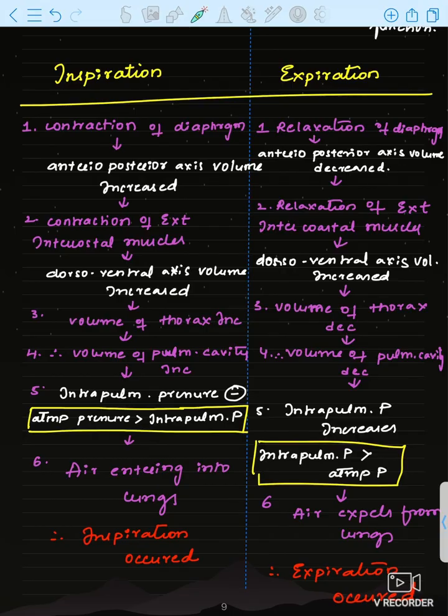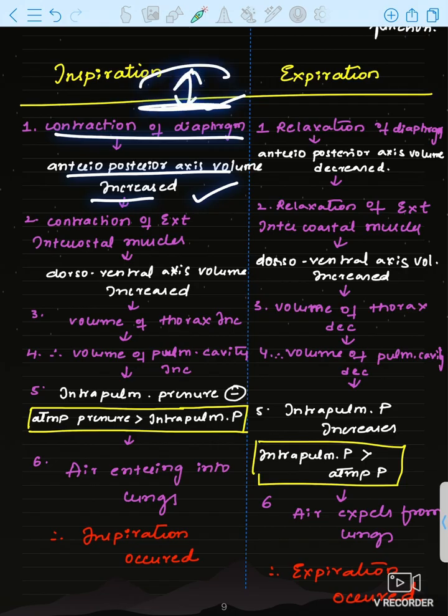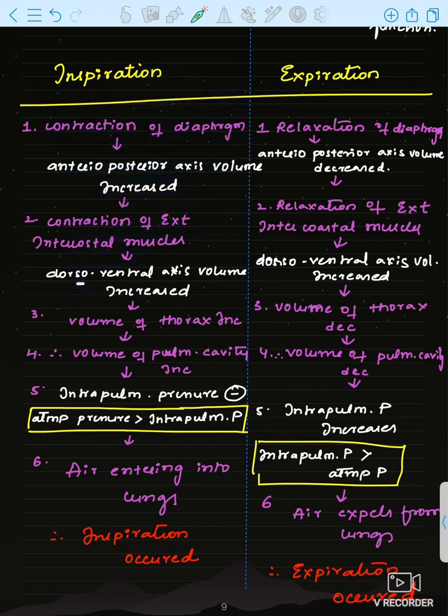Quick comparison. This is so important, and if you understand and remember this, nobody can make you forget this. Okay, inspiration, what happened? Quickly recall with me, because you learned it so well with me. First, contraction of the diaphragm will occur. Anterior-posterior axis volume will increase because it will become flat from dome shape. Contraction of external intercostal muscles, what happens? Dorsoventral axis will increase, volume of thoracic cavity increases, therefore volume of pulmonary cavity increases.